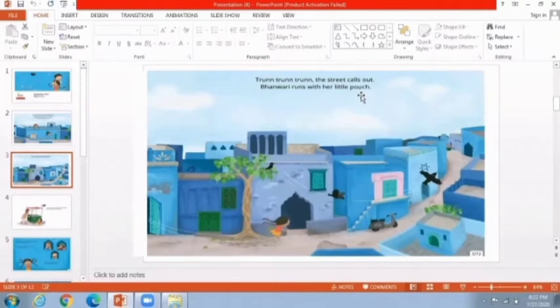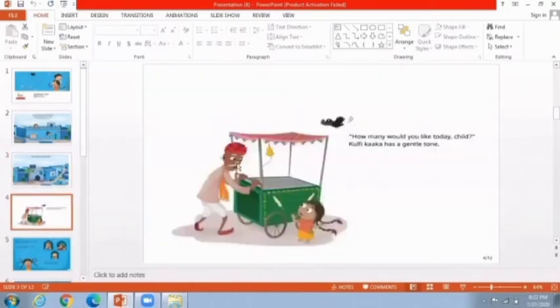Trin trin trin, the street calls out. Bhauri runs with her little pouch. So finally she hears the pleasant sound of the bell. Trin trin. That means the Kulfi wala has come. So she feels greatly delighted and she runs towards the Kulfi wala.